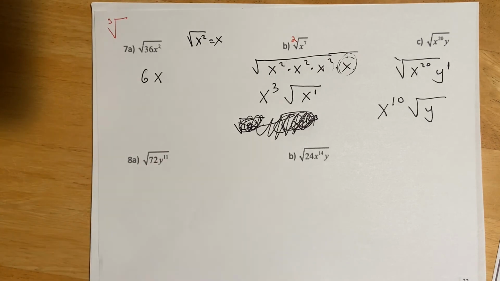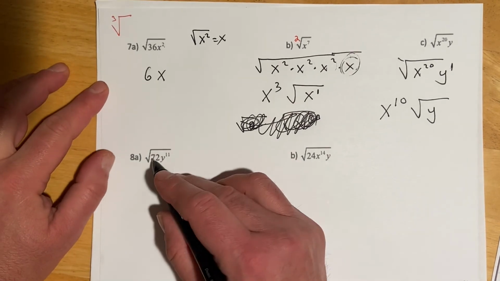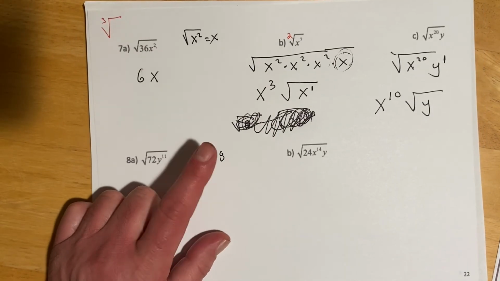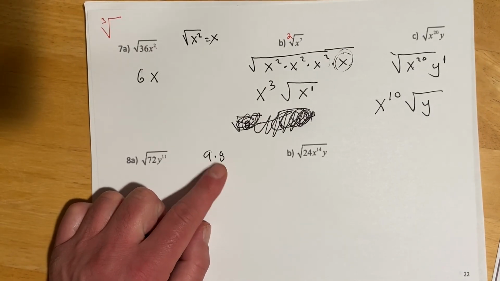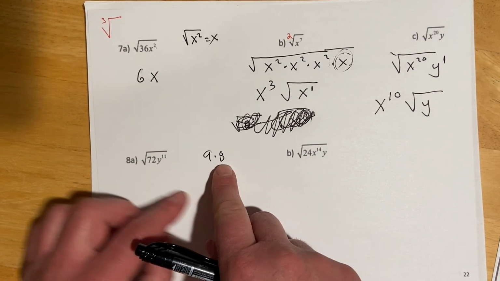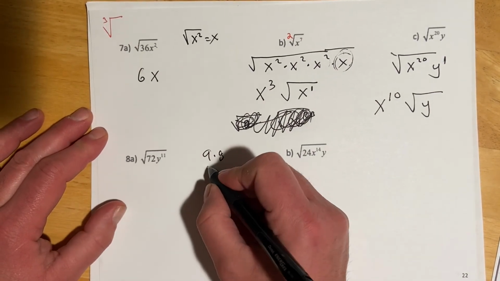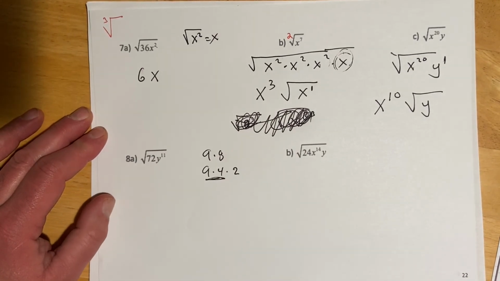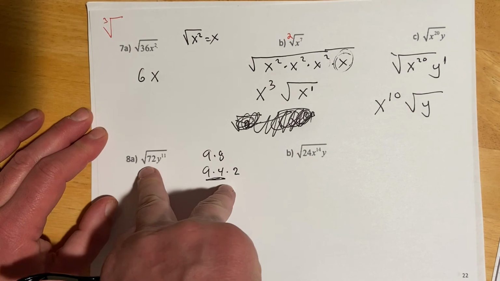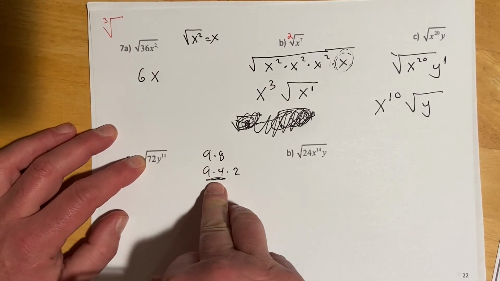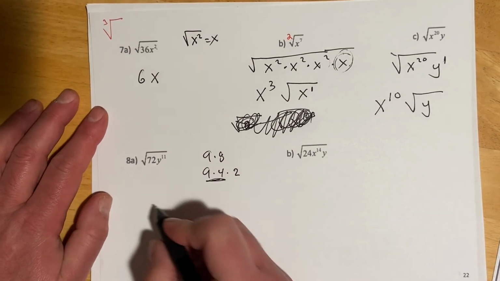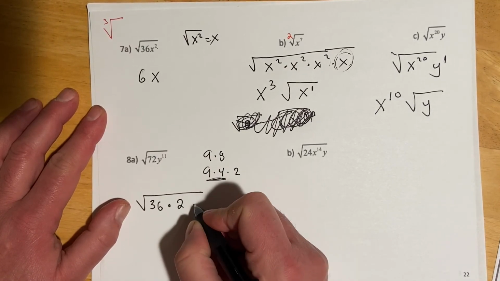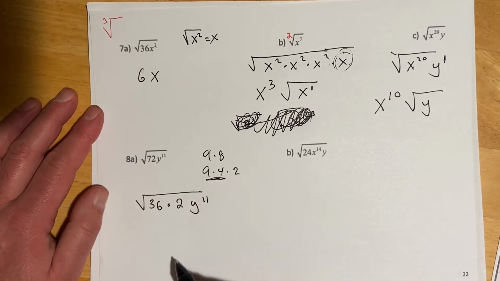72 is a little tricky because what you're likely to do is go 9 times 8 on that one, because 9 is a perfect square, but that 8 still has a 4 hiding out in there. So if I realize that that's 9 times 4 times 2, then I can see that 36. We're not just trying to pull a perfect square out, we're trying to pull the biggest perfect square out. So for this one, I would write this as 36 times 2 y to the 11th, or at least think that.